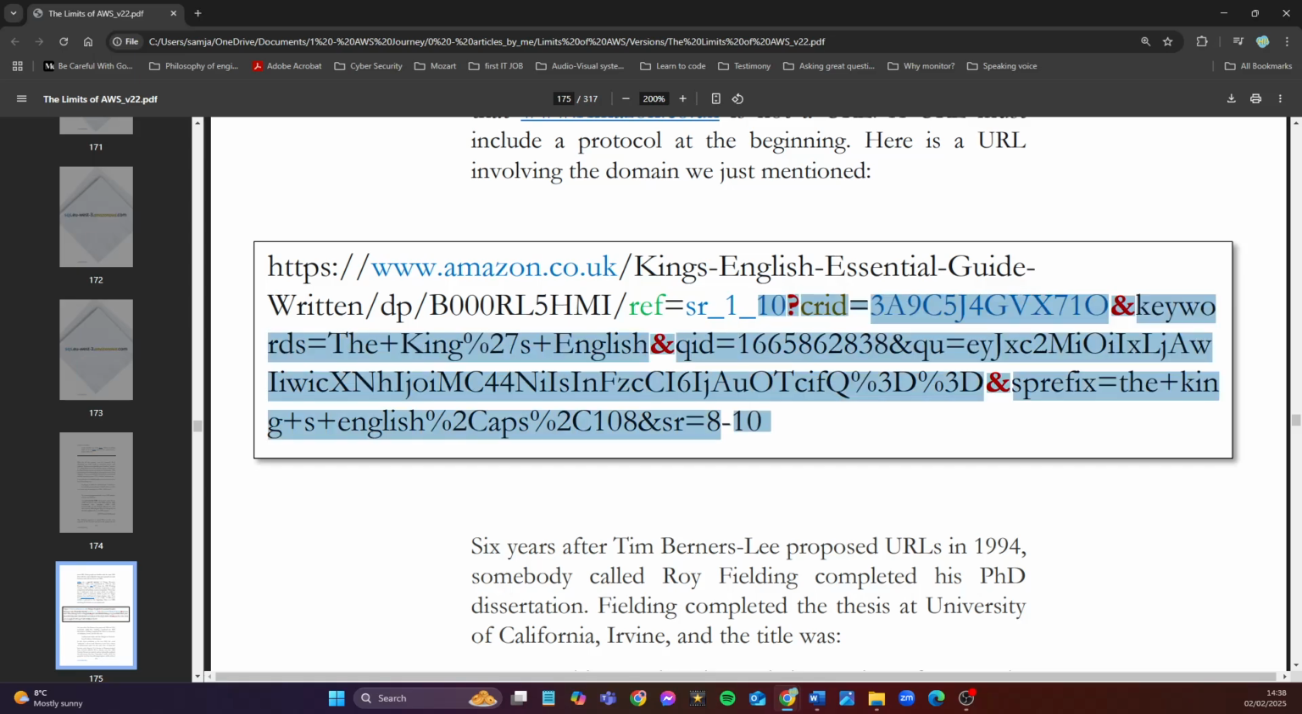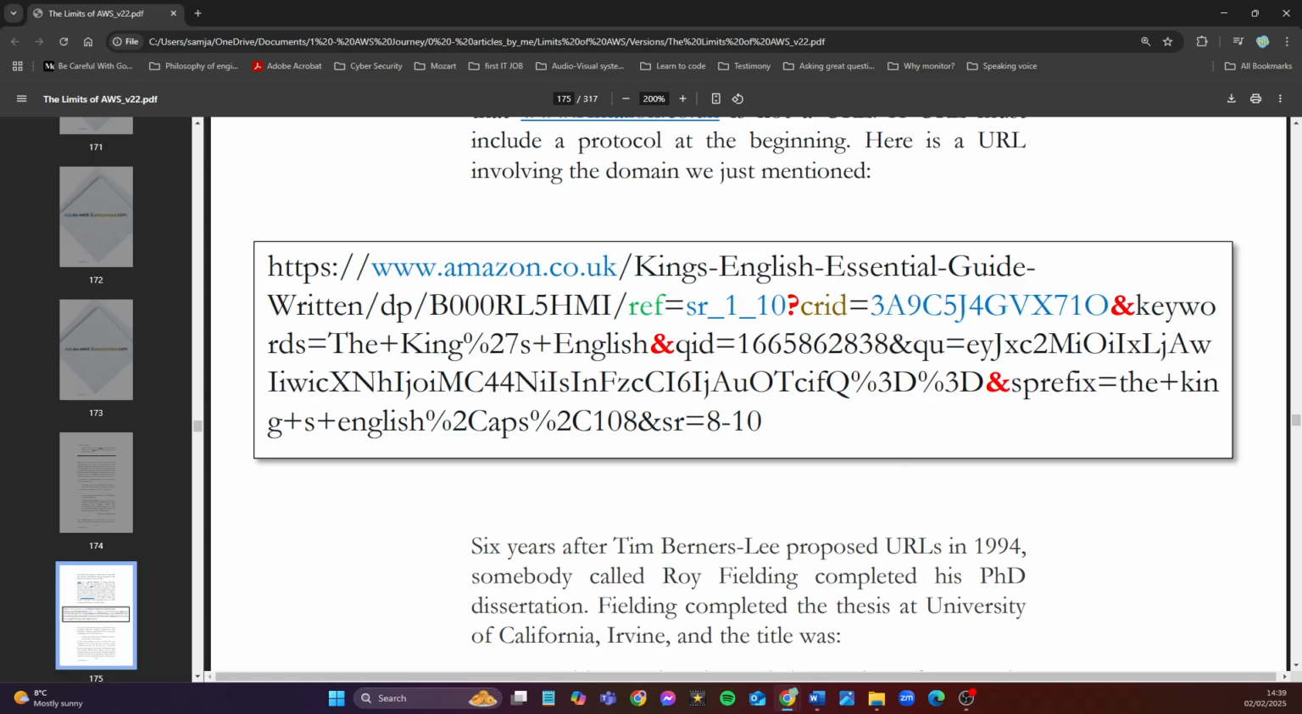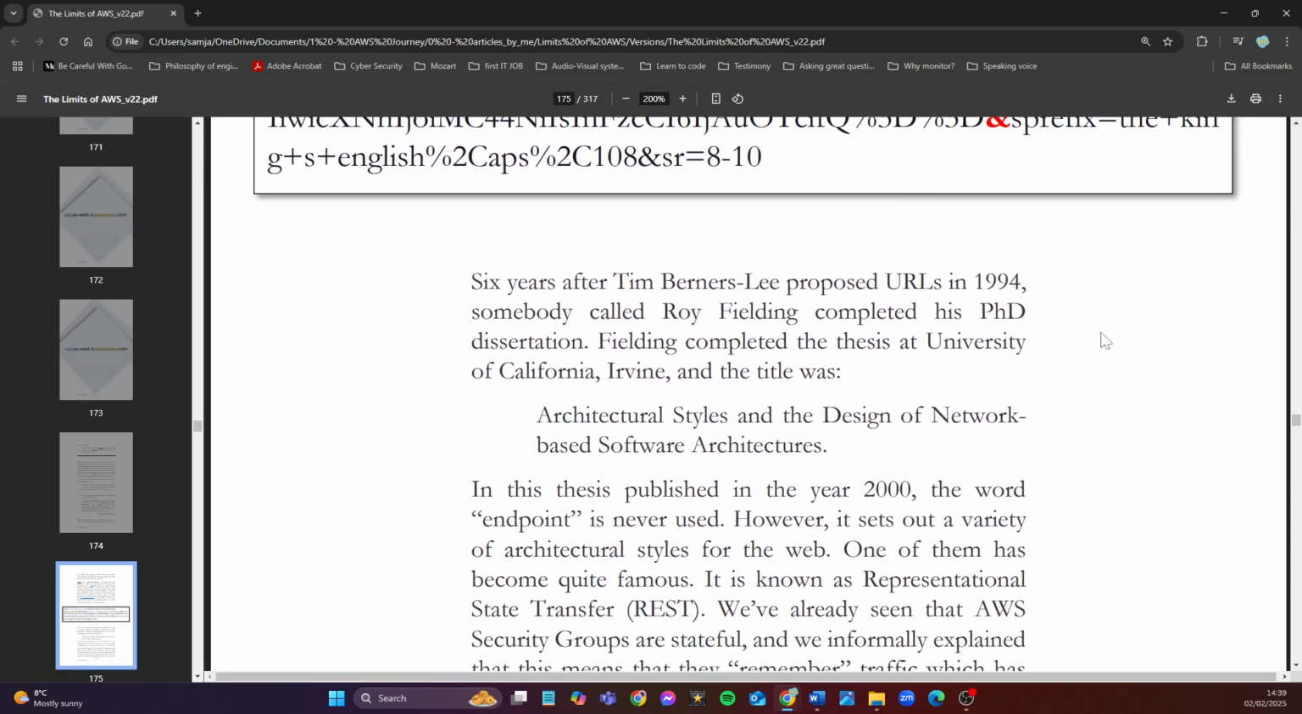So all of this stuff with the such-and-such equals and all these identifiers, they can be packed in after the slash. So we have the .co.uk ending, then a slash, another slash. So we've got 1, 2, 3, about three segments. The final segment is the one with all these parameters in.